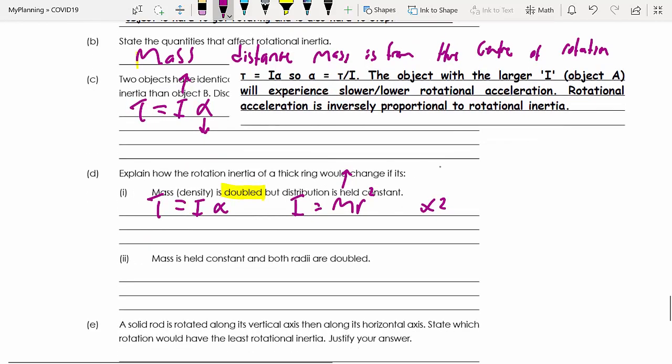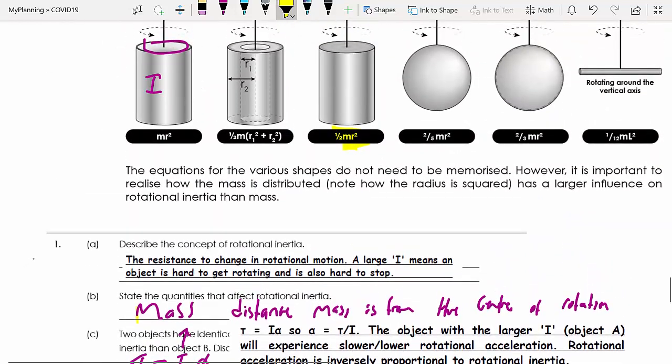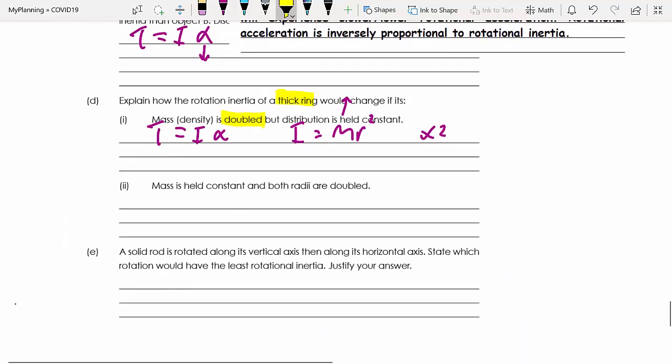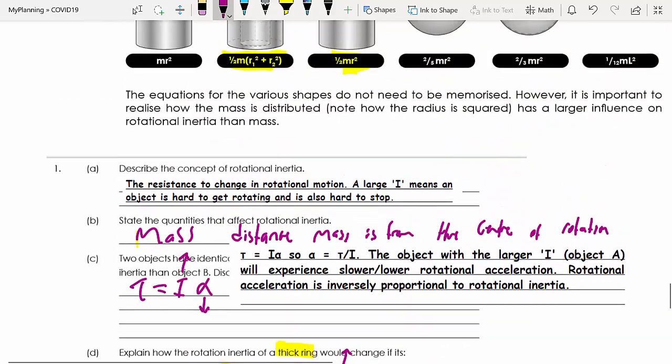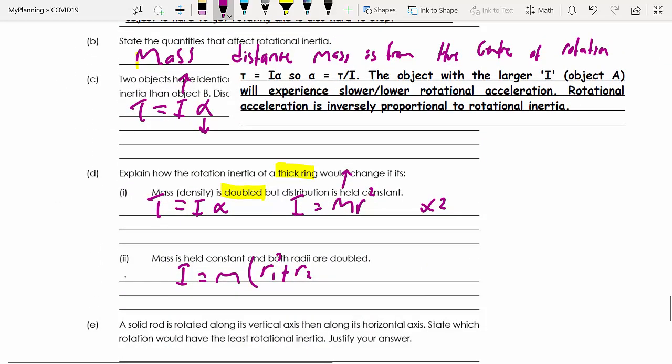D, double I, if mass is held constant but both radii are doubled. So okay, we're talking about a thick ring. I kind of missed that start time. So a thick ring from up here is going to be using this equation. It's still basically the same. And so if we are saying I equals m r1 plus r2 individually squared, yep. And so if these go up, then I is going to go up. Now again, they've used the word double, and if you double something and square it, 2 squared is going to be 4. So it's going to be bigger by a factor of 4.